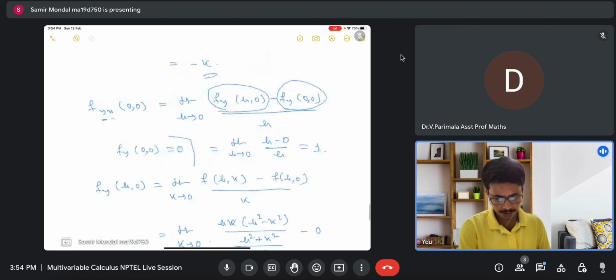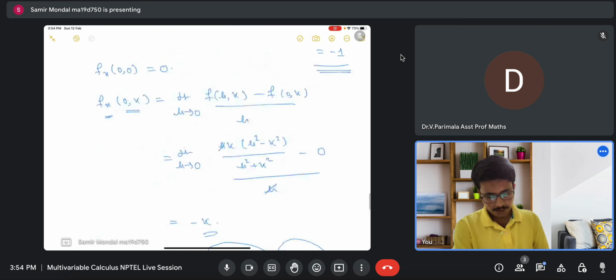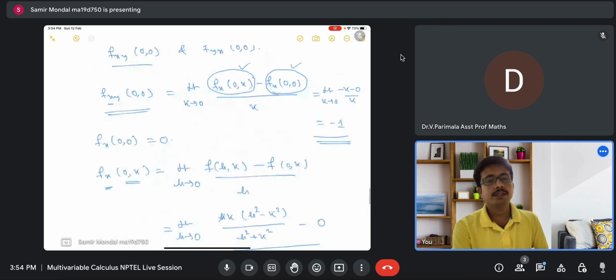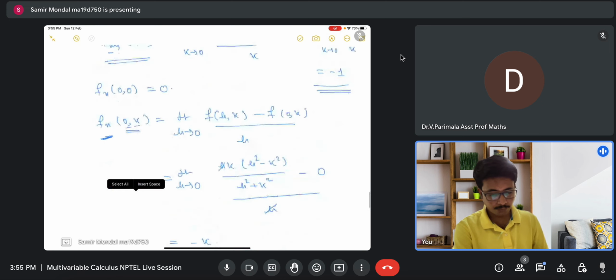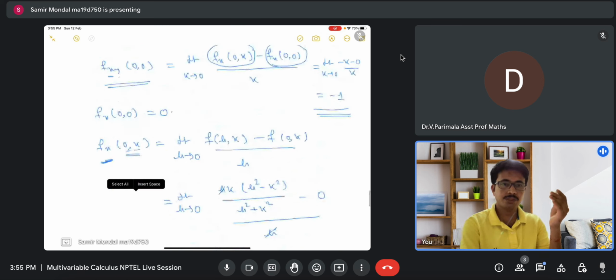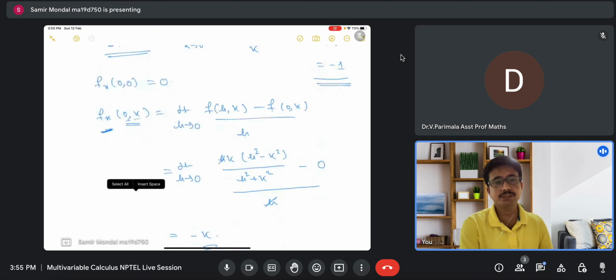So one can observe here that the partial derivative of the function f with respect to x, if you check this function, is not continuous. Because on the curve (0,k), where k varies and the first coordinate is fixed, on this path we are getting the limit is −k. But if you look at another path, f_x(h,0) or something at (0,0), we will get directly 0.